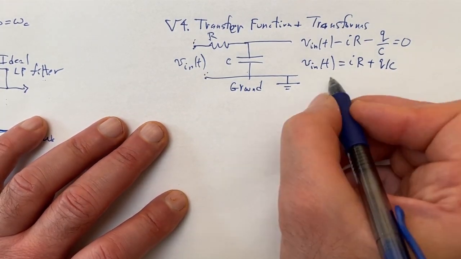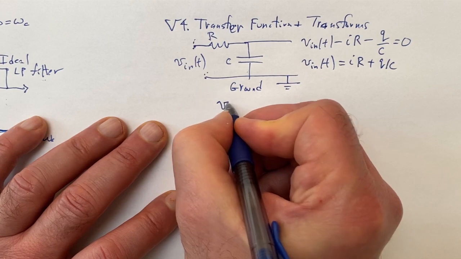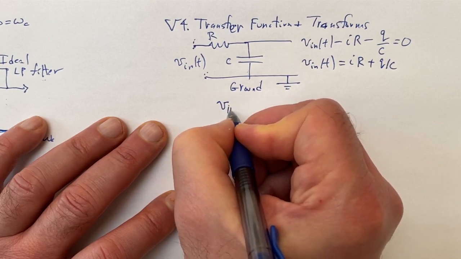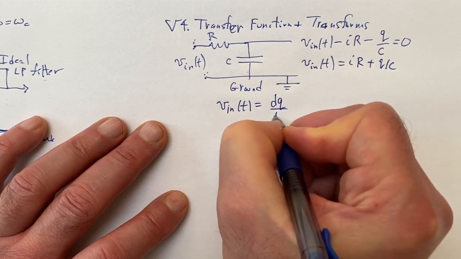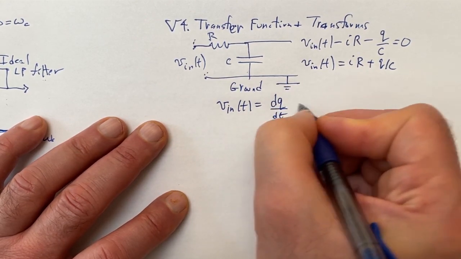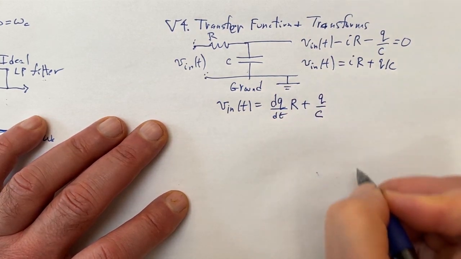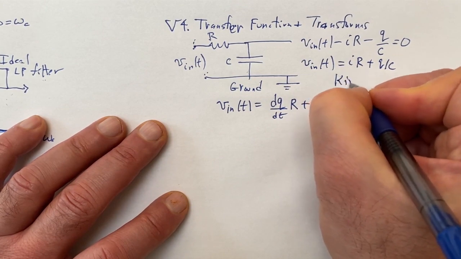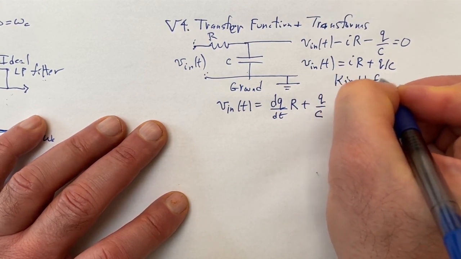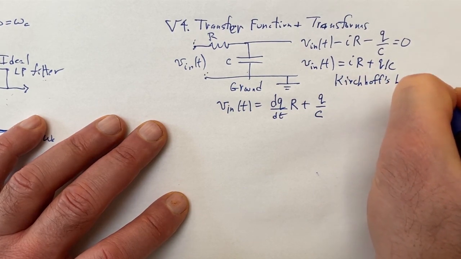So here is good old-fashioned physics, no phasors. Here we have the input is equal to the derivative of Q with respect to t, because that's your current, times R, plus Q over C. So that's just nice to review. That's introductory physics and Kirchhoff's loop rule, all right?